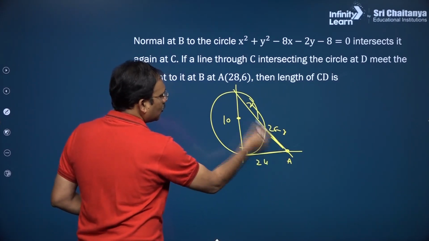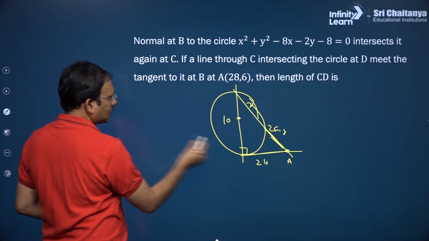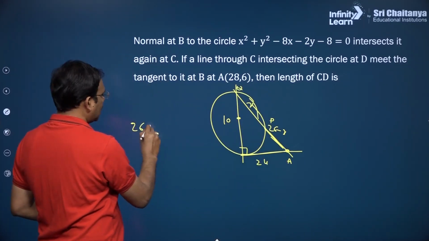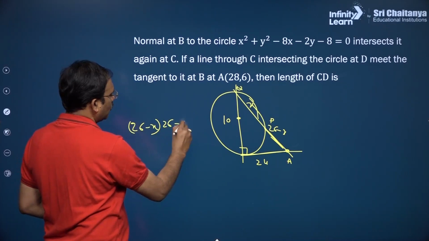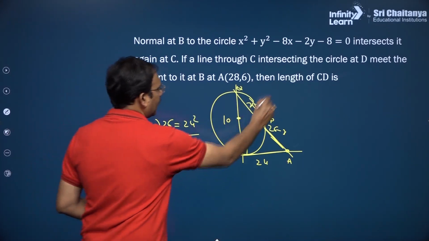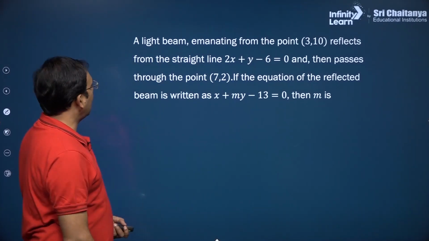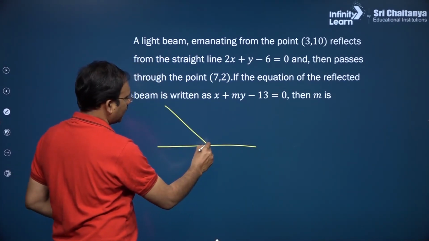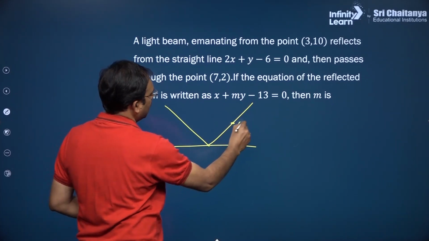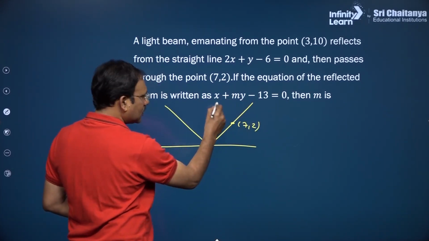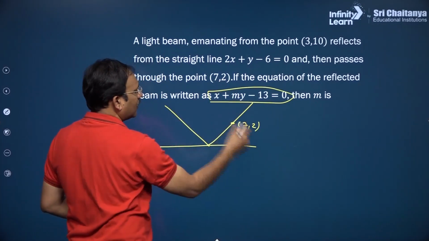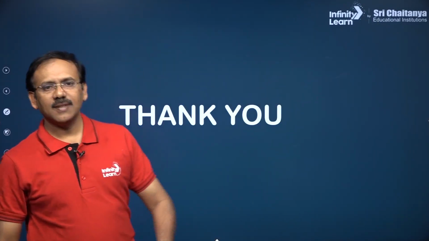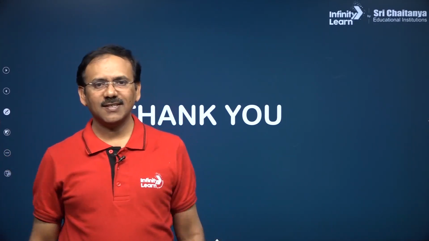So PA into PB is equal to PT square, that means this is PQ, or CD kind of, 26 minus x into 26 is going to be 24 square, which gives the value of x. Then the last question: he has given a light beam coming from this way and going this way. This point is given as 7, 2, so this line is this. You just substitute this point in this, and you will get m value equal to 3. So that is all, my dear friends. The paper is comfortable and you can answer easily.